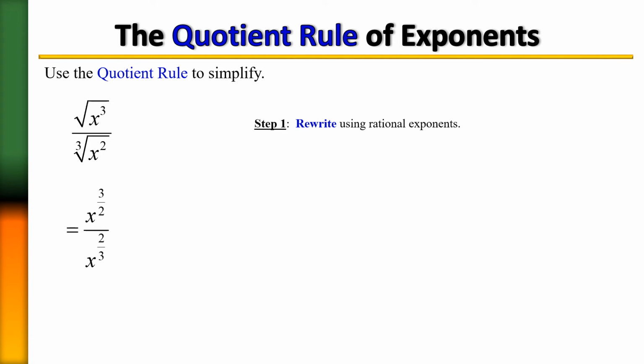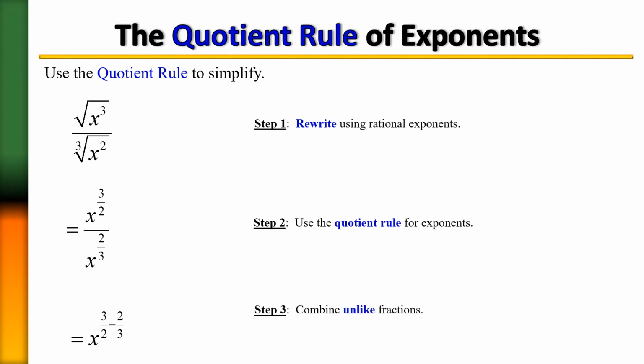Now applying the quotient rule, keep the base of x and subtract the exponents, top take away the bottom. Now again, we have unlike fractions, so you're going to have to find the LCD and combine the unlike fractions. So when we do so, what you're going to wind up with is x raised to the 5/6 power. And there you have it.